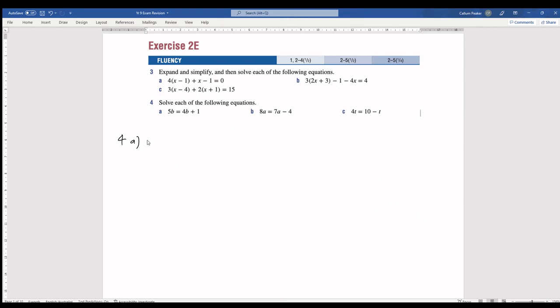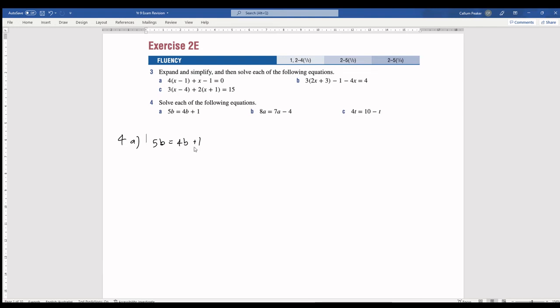Okay, we're going to move on to question 4 now, and I'll look here at question 4a. So this requires us to solve equations where we have pronumerals on both sides of the equation. So 4a asks us to find 5b is equal to 4b plus 1. Let me just draw that b again, that's not very neat. 5b is equal to 4b plus 1.